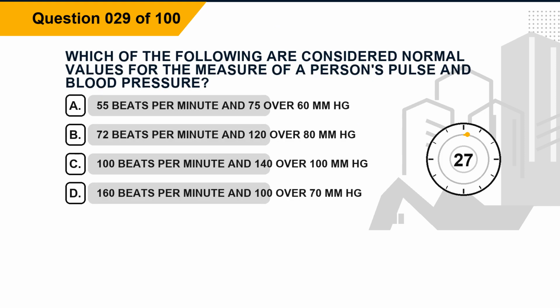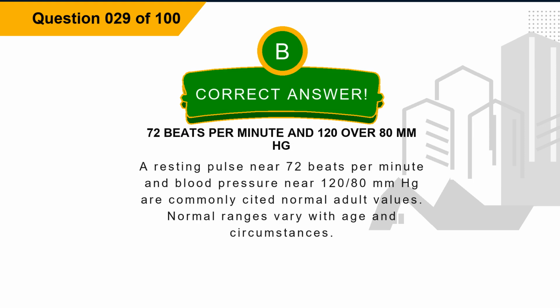Question 29. Which of the following are considered normal values for the measure of a person's pulse and blood pressure? Option A, 55 beats per minute and 75 over 60 millimeters Hg. Option B, 72 beats per minute and 120 over 80 millimeters Hg. Option C, 100 beats per minute and 140 over 100 millimeters Hg. Option D, 160 beats per minute and 100 over 70 millimeters Hg. The correct answer is option B, 72 beats per minute and 120 over 80 millimeters Hg. Explanation. A resting pulse near 72 beats per minute and blood pressure near 120/80 millimeters Hg are commonly cited normal adult values. Normal ranges vary with age and circumstances.